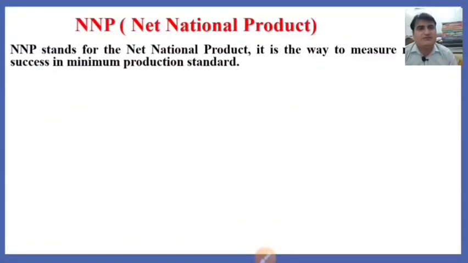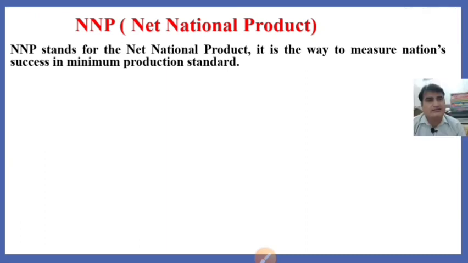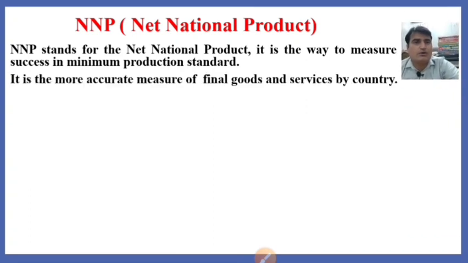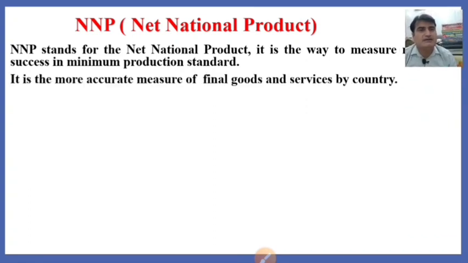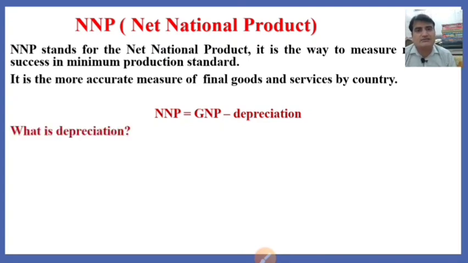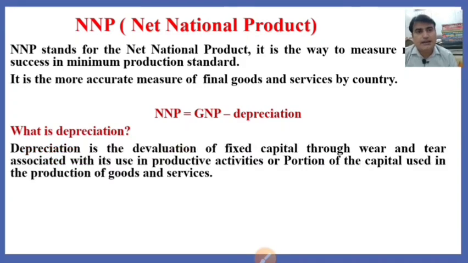NNP. NNP stands for the net national product. It is the way to measure a nation's success in minimum production standard. It is the more accurate measure of final goods and services by a country. Mathematically, the net national product we can explain as GNP minus depreciation. Now the question arises: what is depreciation?